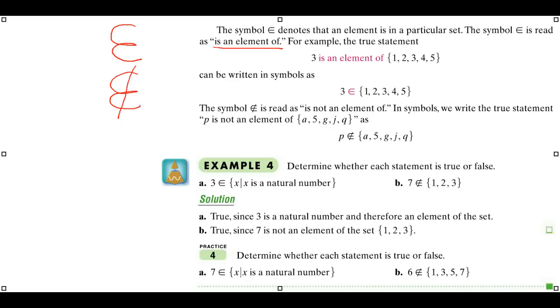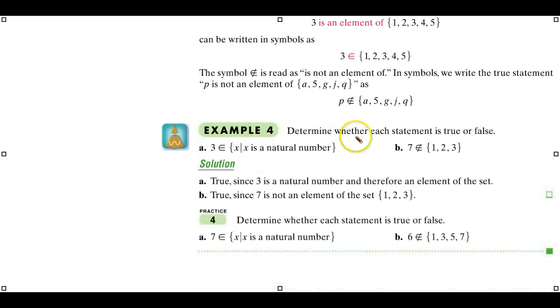All right, let's go on to example 4. Now we are asked to determine whether each statement is true or false. 3 is an element of the natural numbers set, and that is true. 7 is not an element of this set. Well, 7 is not there, and it's not an element, so this is true. How about this? 7 is an element of the natural numbers. That is true. 6 is not an element of this set. Well, 6 is not present, so that is true.